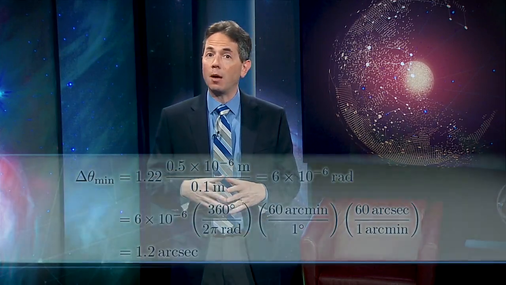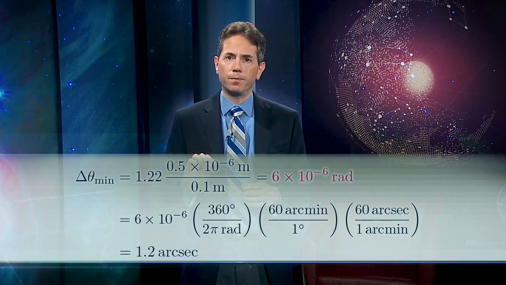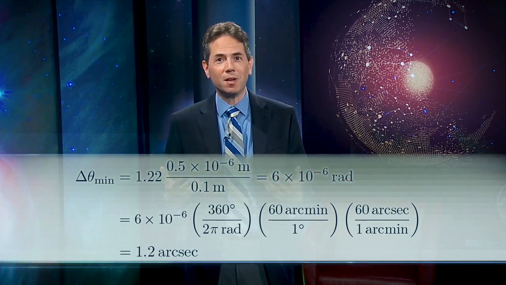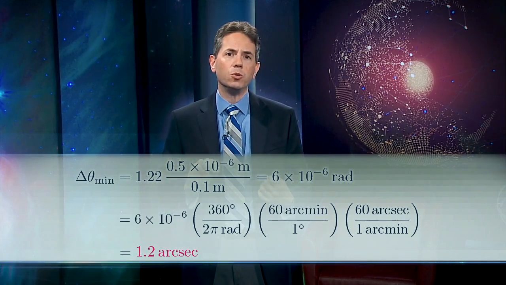It's simpler to calculate in radians, the system in which a right angle is pi over 2, and the whole circle is 2 pi. For example, if we're observing visible light with a 10 centimeter telescope, then the diffraction limit comes out to be 6 times 10 to the minus 6 radians. And if you want, you can convert that to the Babylonian system, as we've done here on the screen. It's about 1.2 arc seconds.